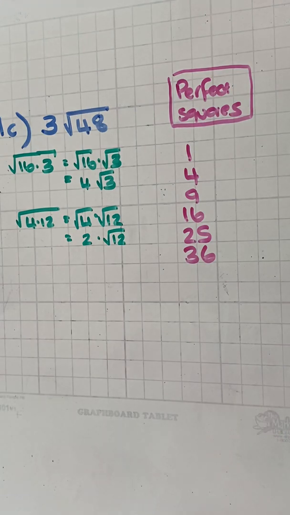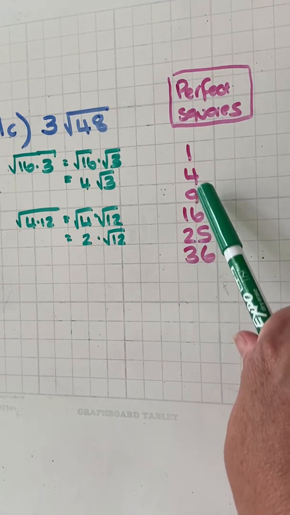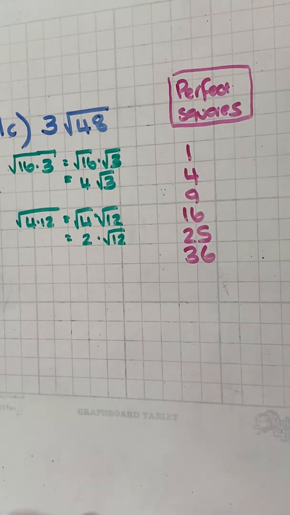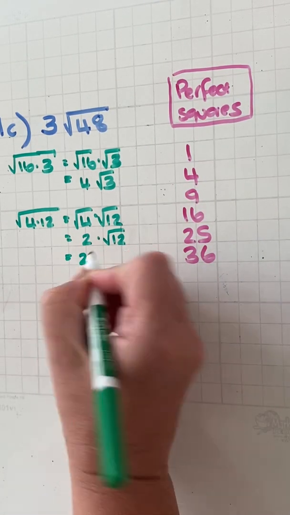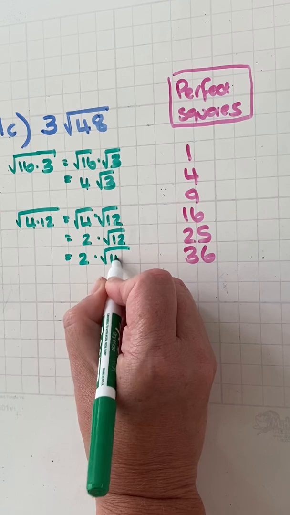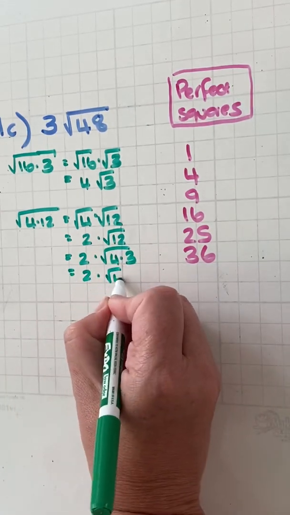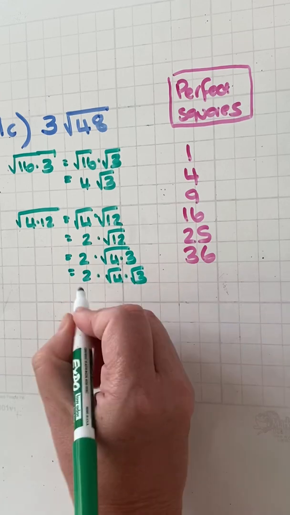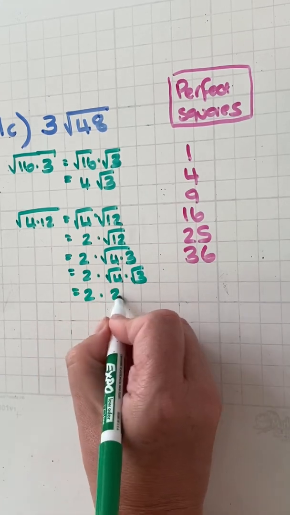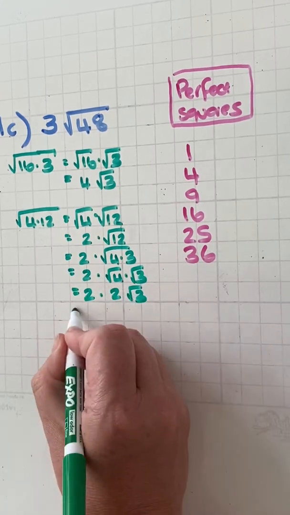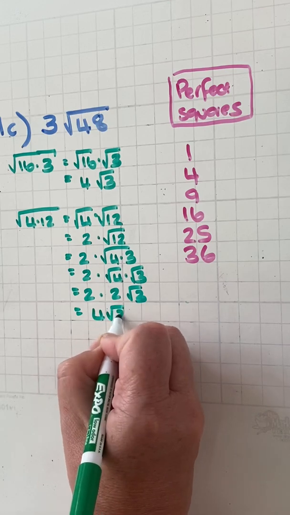But you need to think about that square root of 12 and say, okay, there's still a perfect square, 4, that goes into 12. So you could repeat the process again, and you could write this as the square root of 4 times the square root of 3, and the square root of 4 is 2. 2 times 2 is 4, so 4 square roots of 3.